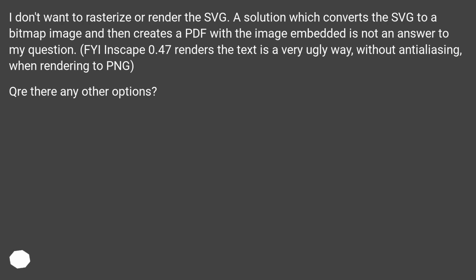I don't want to rasterize or render the SVG. A solution which converts the SVG to a bitmap image and then creates a PDF with the image embedded is not an answer to my question. FYI, Inkscape 0.47 renders the text in a very ugly way, without anti-aliasing, when rendering to PNG. Are there any other options?